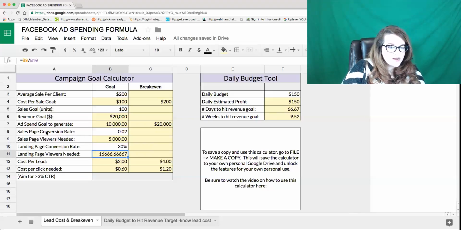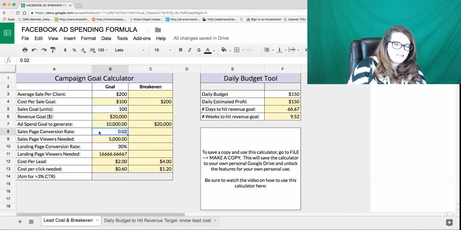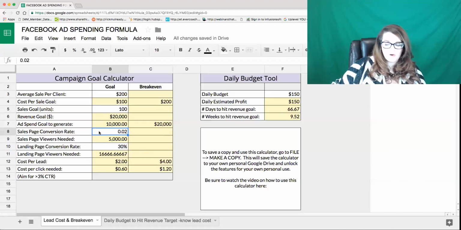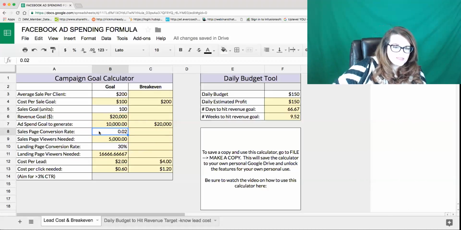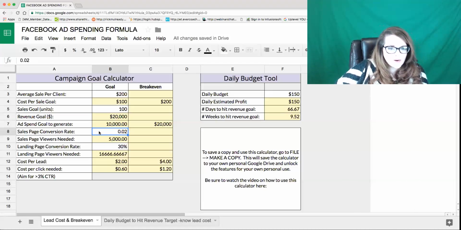Sales page conversion rate means that of the people who viewed your sales page, so again, you're going to need to take how many people actually opted into your landing page itself. All right, so how many people opted into your landing page versus how many people actually bought, right? Now, if you don't know these numbers, we're going to use industry standards. So you're going to put in about 2% or 3%, depending on, I like to keep it conservative and go 2%, all right? But it does depend on your industry.